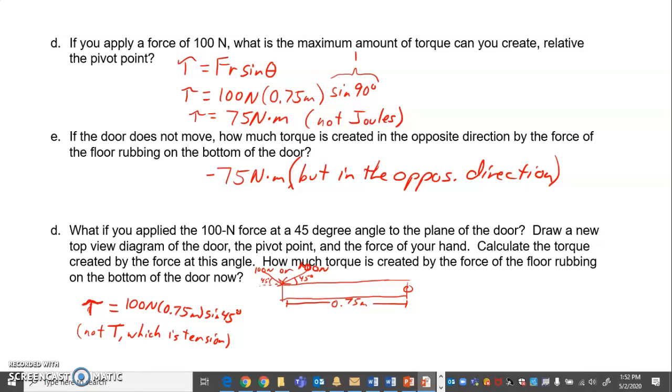Grab my calculator. Make sure I'm in degrees. And that comes out to 53.0 Newton meters. And so you can see by pushing at a different angle than 90, you're going to get less torque. And as I said, it doesn't matter which way the force was angled, it's going to be less torque either way.